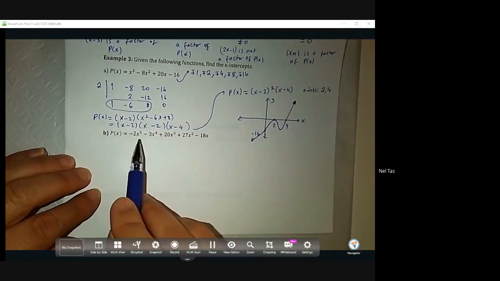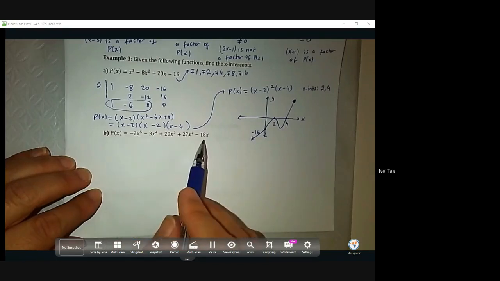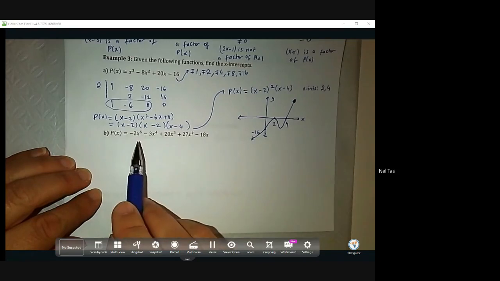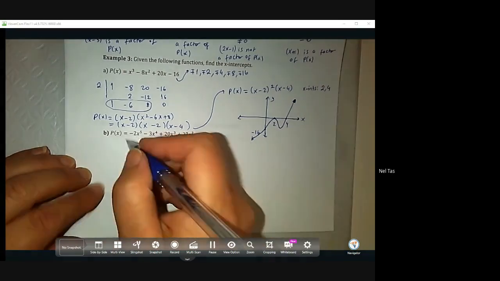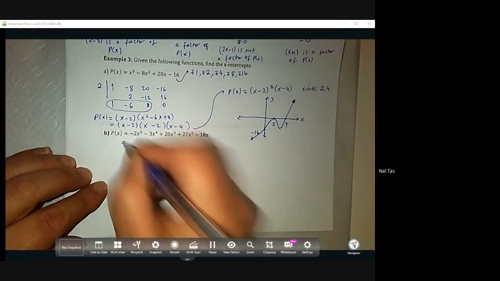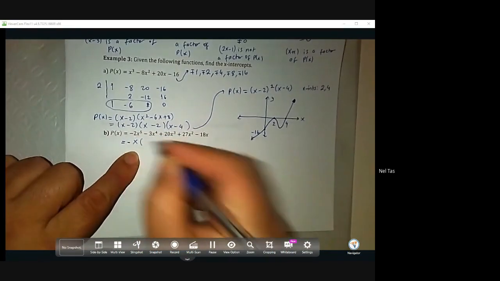So again, the first thing that you should do is check for a common factor. We see that each term has x as a common factor, so we are going to factor that out. Also, if the leading coefficient is negative, you should certainly factor that out as well. It will make your life easier if you do that. So I am factoring out negative x here.